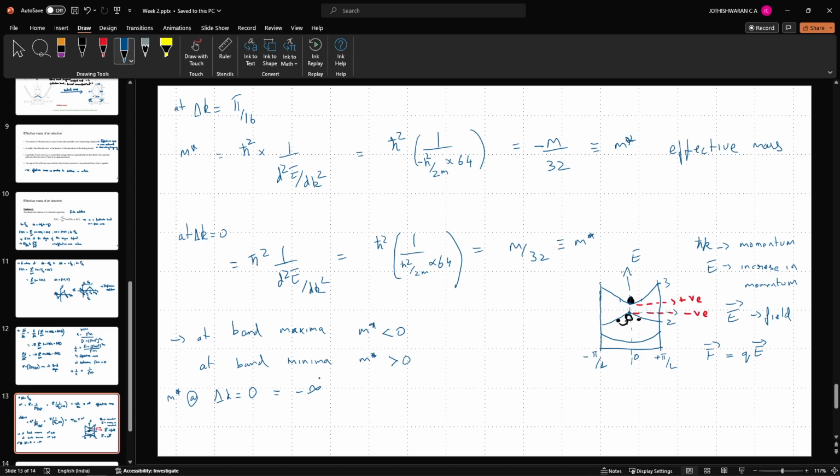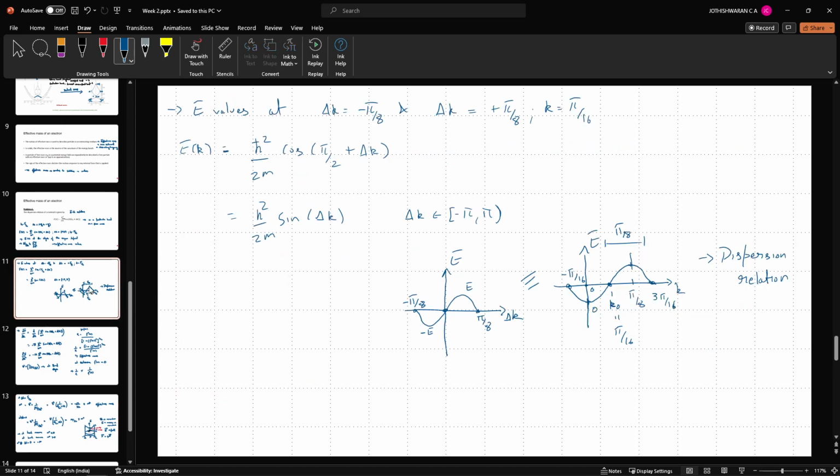In general, when I'm considering the band from the minima to maxima, over here, let me say d square E by dk square. Why did I write dE by dk?